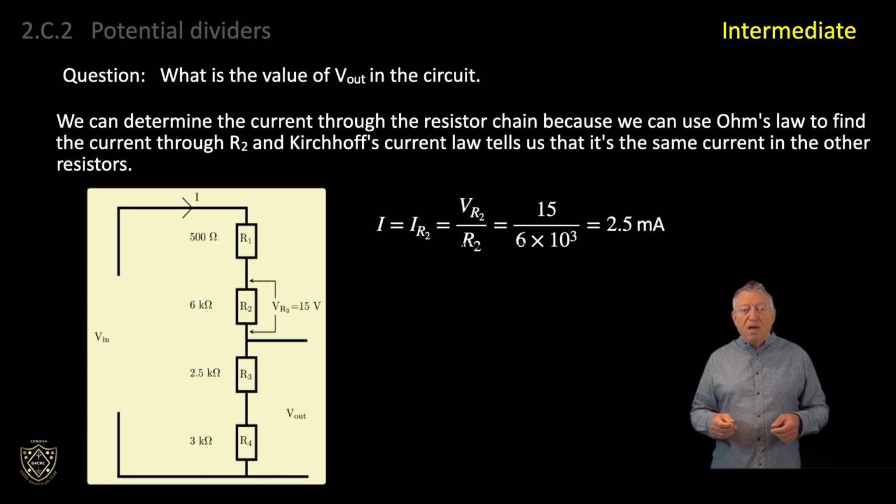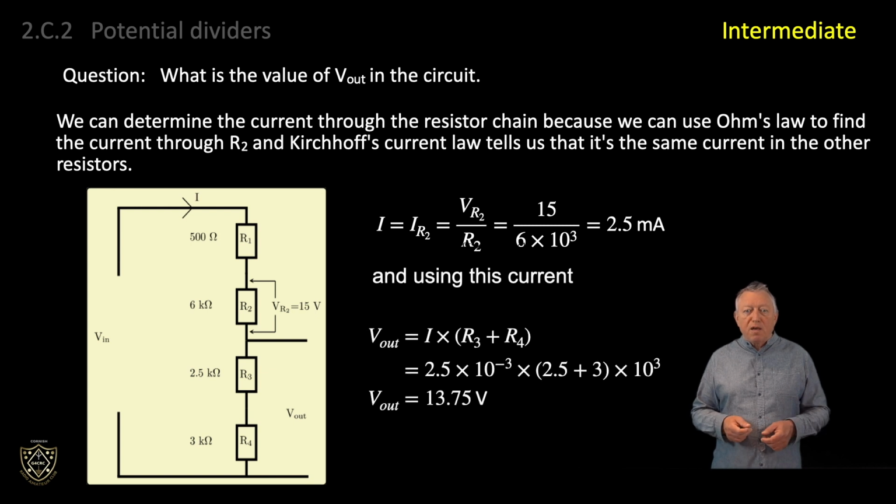And using this circuit current, Vout equals I times R3 plus R4, which equals 2.5 milliamps times 5 kilo ohms. So Vout is 13.75 volts. Now that we have the current, it's fairly straightforward to work out Vin, which is simply the circuit current times the total resistance. So that is 2.5 milliamps times 12 kilo ohms, which works out to be 30 volts.